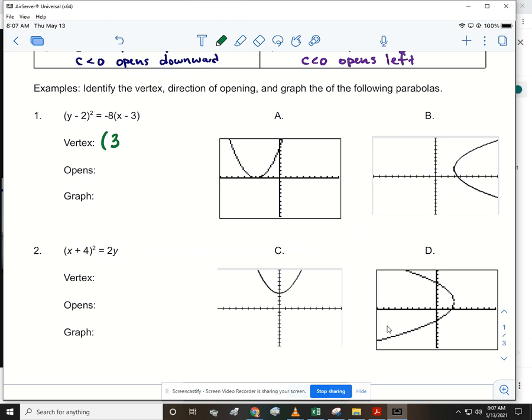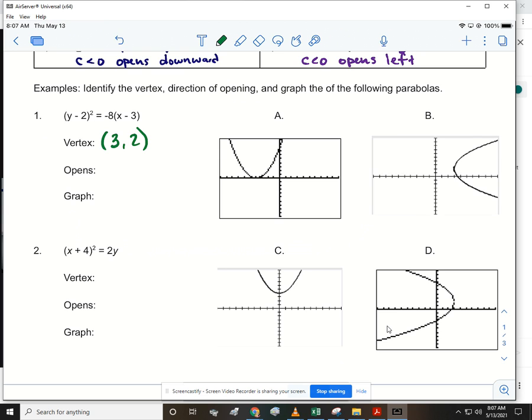Negative 3, 2. If we said x + 2, it would be negative. So if it is subtraction, like with the circles, you're subtracting a positive. If it's addition, you're subtracting a negative. So you change the sign when you pull it out of the parentheses.